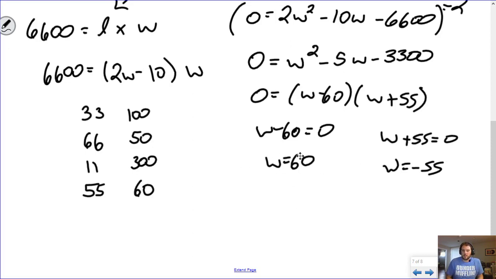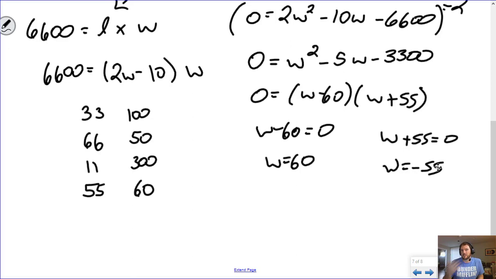I get the answer when w, or the width of my field, is 60, and I get an answer when the width is -55. Theoretically, both of these answers satisfy that quadratic equation, but in terms of the context of this question, we don't generally want negative numbers. It's a negative distance, and that doesn't really make sense. And actually, what ends up happening here is it's all about perspective. This 60 is actually measuring in a positive direction, whereas this 55 is measuring in a negative direction.